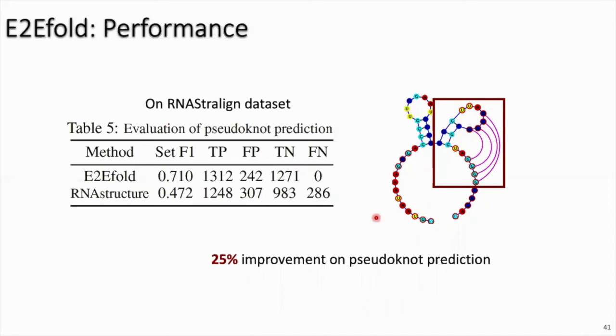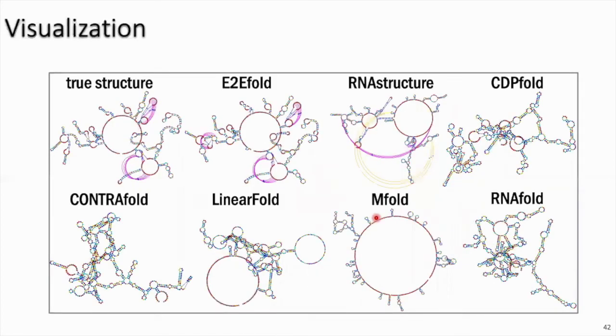Then what does our method output? Does it really output valid structures? So we randomly select one hard secondary structure, and then visualize the prediction of different methods. We can see, except for E2E fold, all the other methods didn't even predict the outline of the structure. While for our method, although there are some minor errors here, the prediction is almost identical to the ground truth structure.